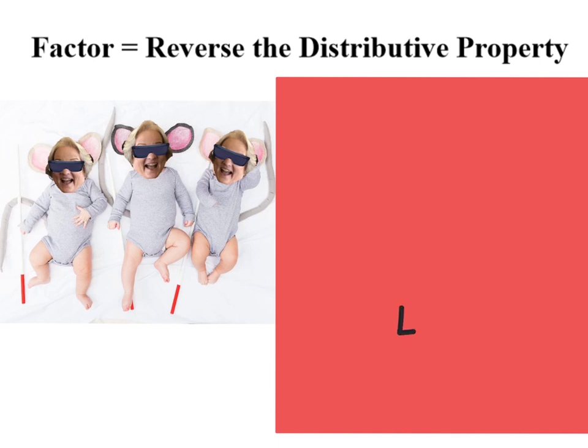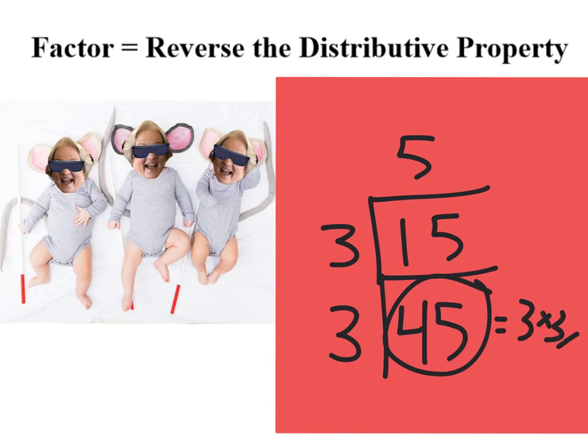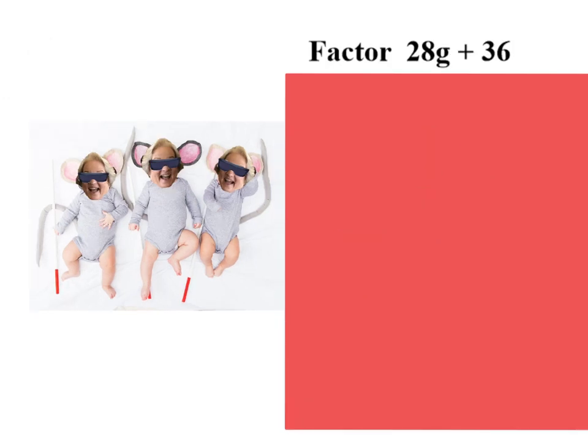I'll show that the other way that people have seen it. Maybe you want to do that with 45. I see that 3 goes in there 15 times, and 3 goes in there 5 times. That means I could write 45 as 3 times 3 times 5. That's writing it as a multiplication problem. So when we talk about factoring, we're going to be writing it as a multiplication problem.